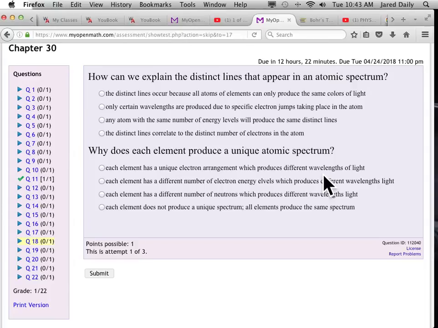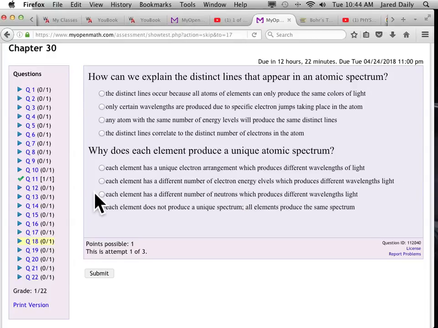Let's look at some other ones. There's nothing wrong with that, except that philosophically speaking, it's not technically an electron arrangement, it's an energy level arrangement. Right. Each element has a different number of electron energy levels, which produce different wavelengths of light. I'm not sure what an elevel is, but I'm pretty sure that's probably close to being true, as long as we rearrange some letters, right?